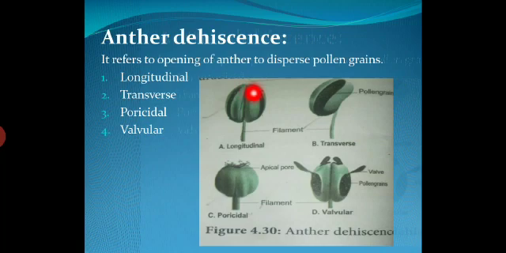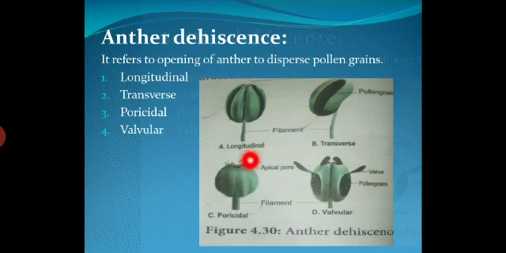Second one, the transverse dehiscence. Transverse dehiscence means the anther dehisces at a right angle to the long axis of the anther lobe. For example, Malvaceae.